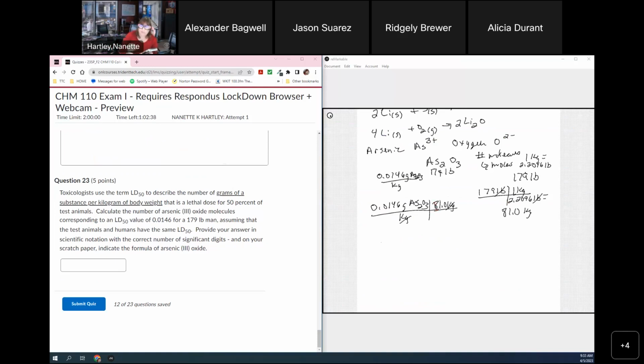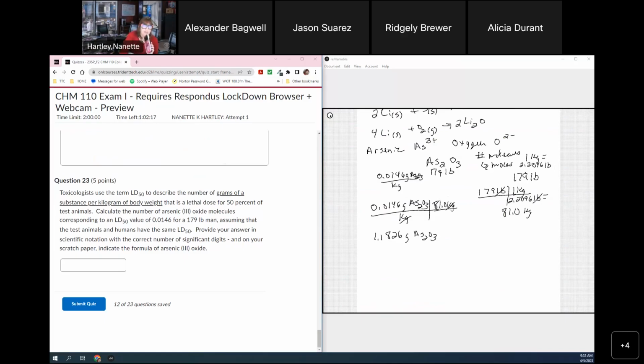Okay, so that'll tell me how many grams of As2O3 are required to kill this person. 0.0146 times 81 is 1.1826 grams of As2O3 that are required to kill this person.